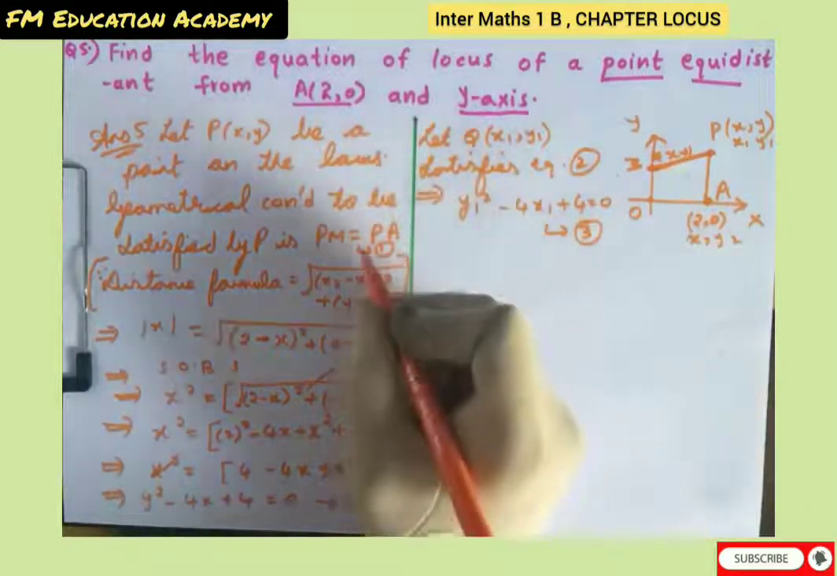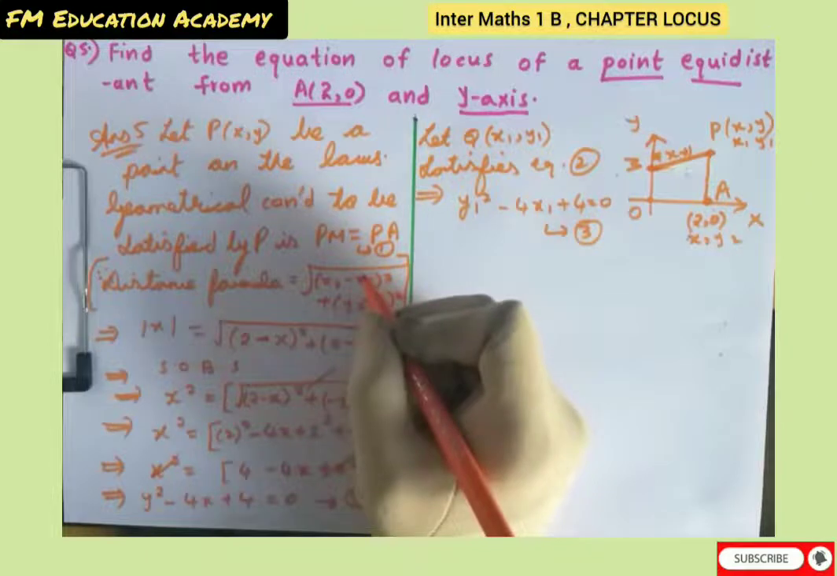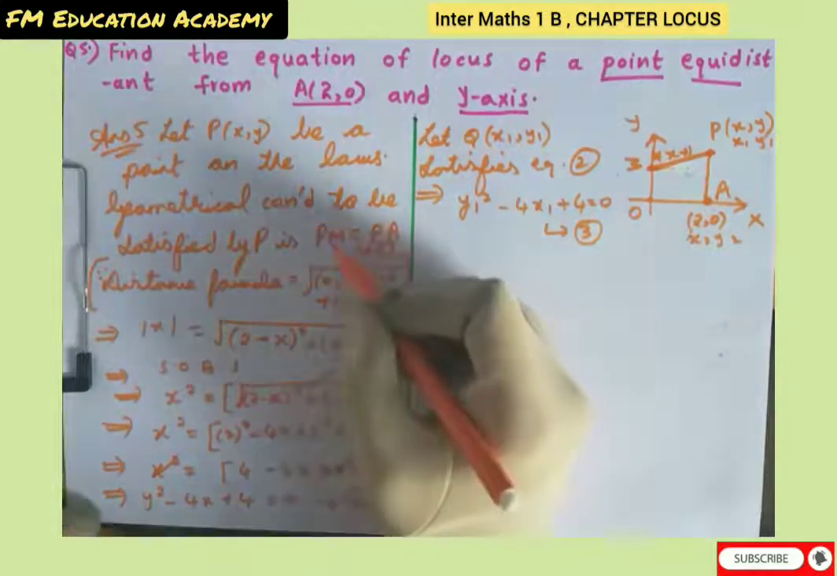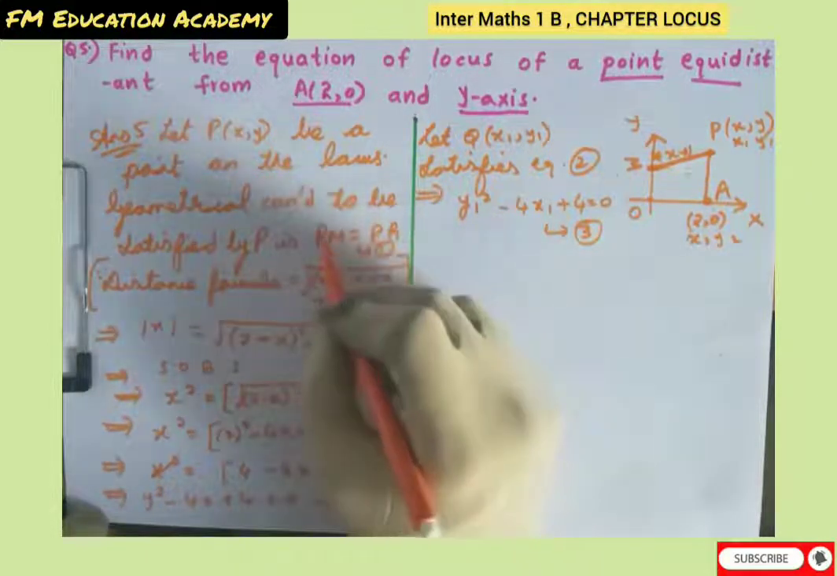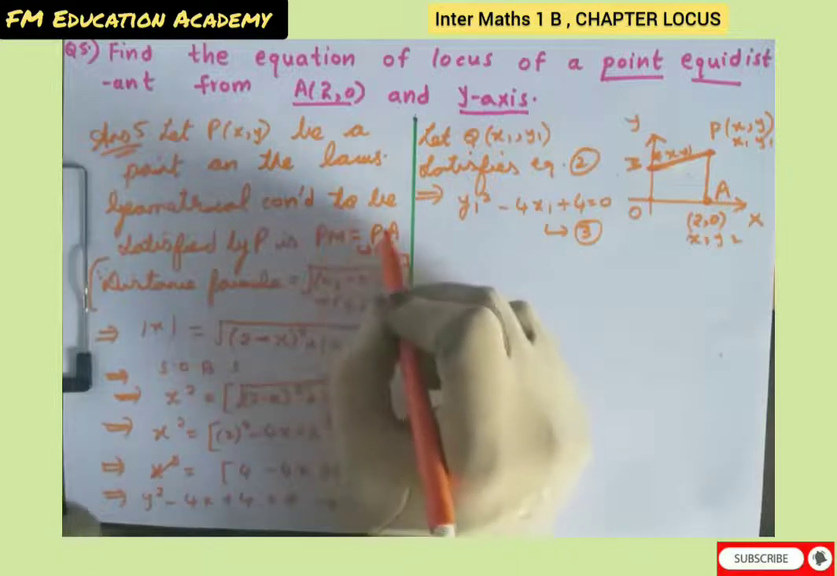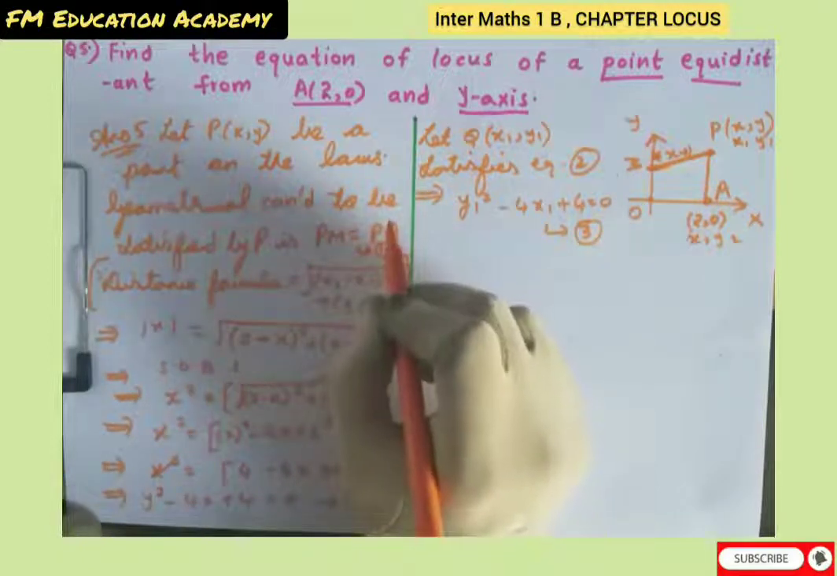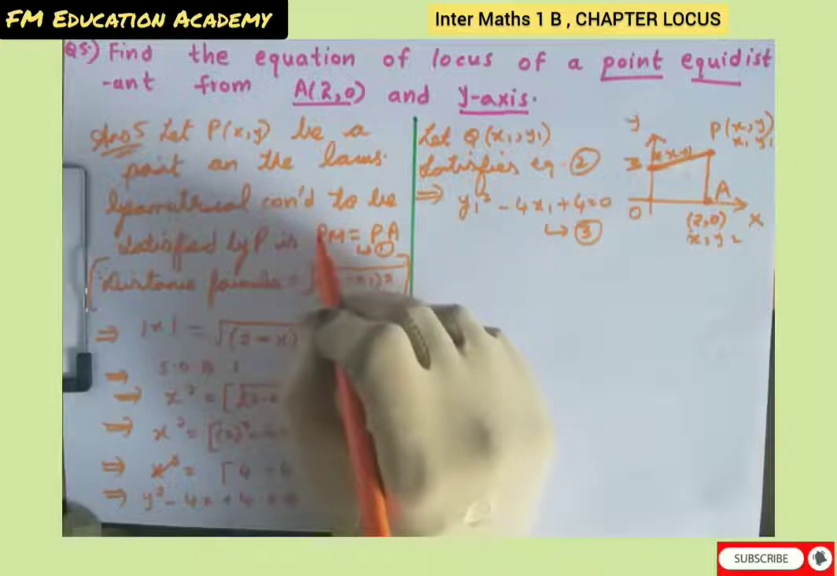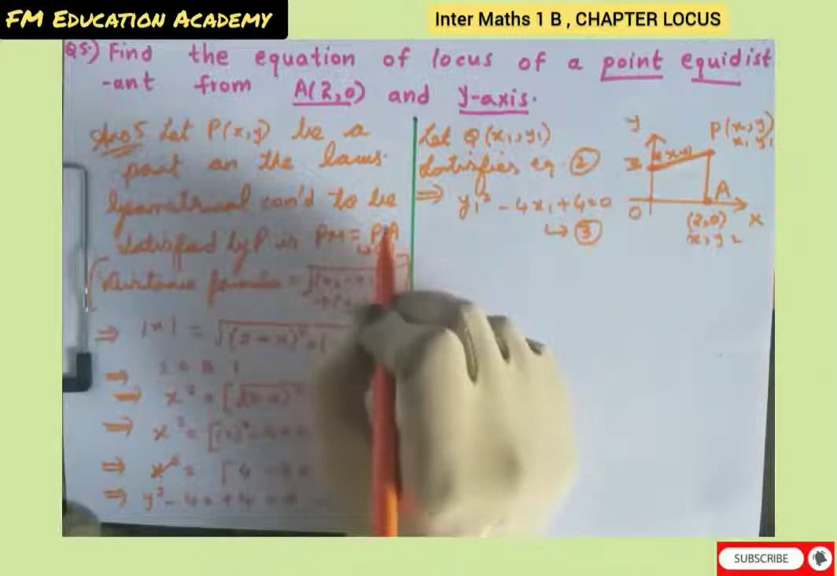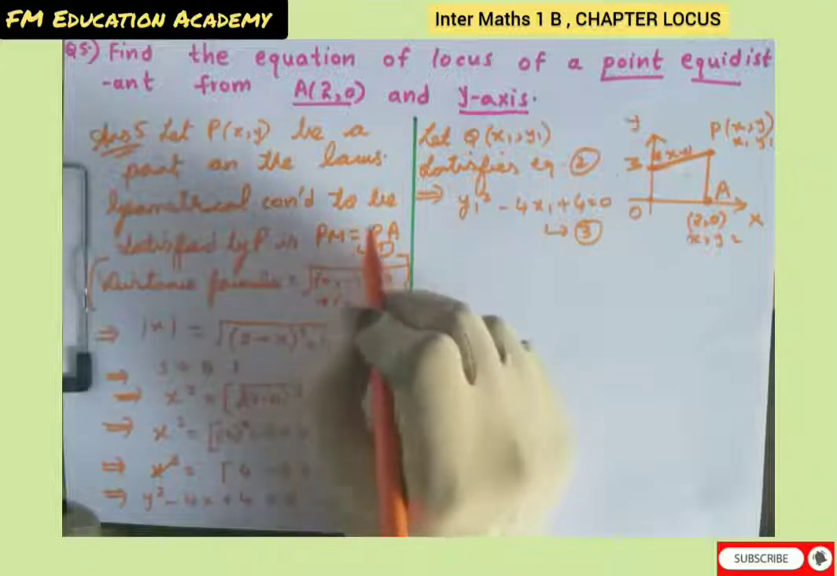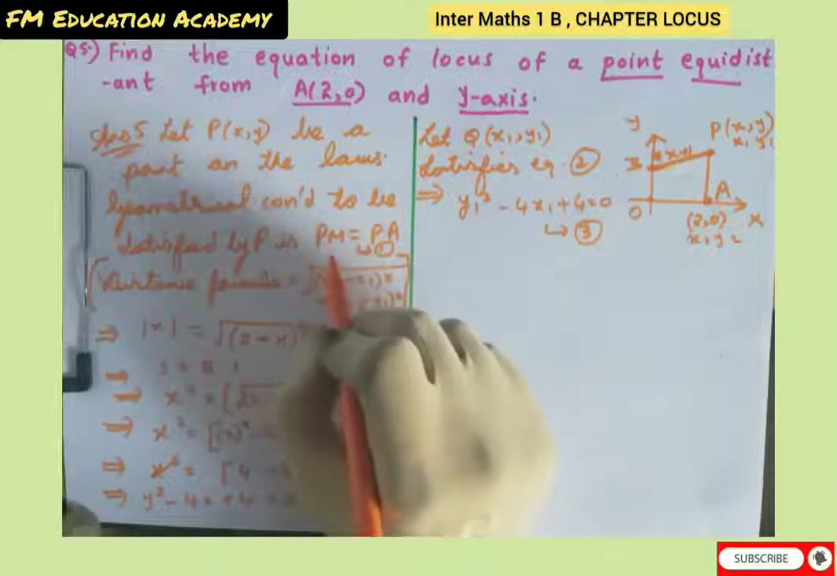Now how to verify? Here we have PM and PA. Either we can take LHS and make it equal to RHS for verification of equation of locus, or we can take RHS and make it equal to LHS. That is, we can take PM and make it equal to PA, or we can take PA and make it equal to PM. What we will do is, we will take PA and make it equal to PM. So, how to do that?